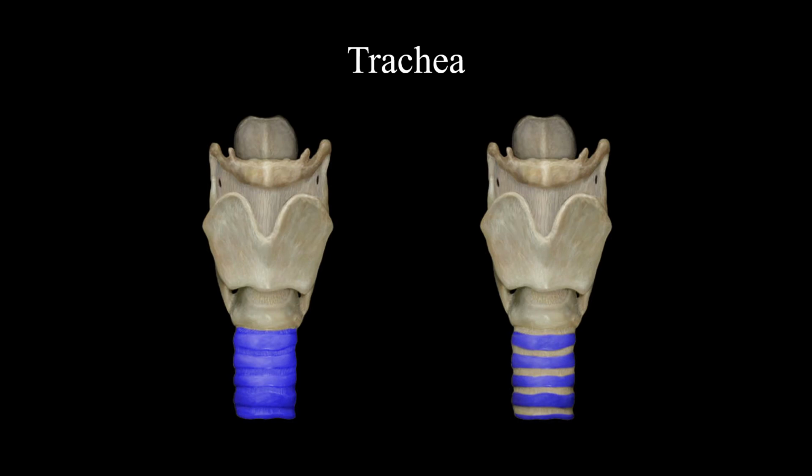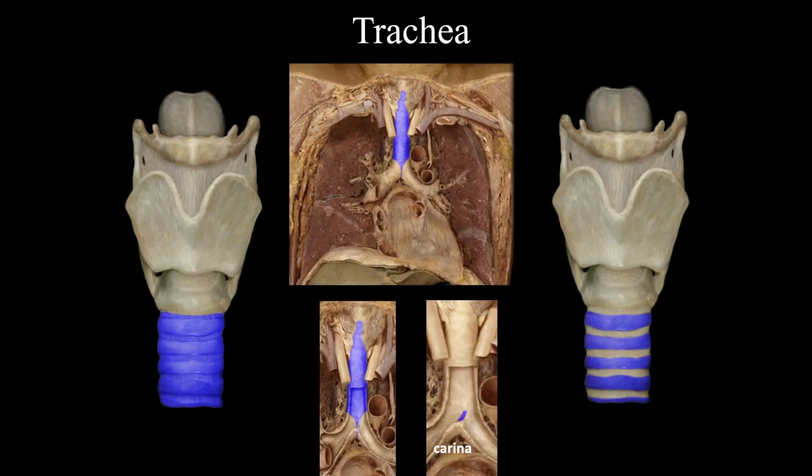So this is your trachea. The one on the right side shows the C-shaped cartilage that helps maintain the shape of the trachea. Okay, as you can see, your trachea will divide into two, or it will branch into two parts in the middle.